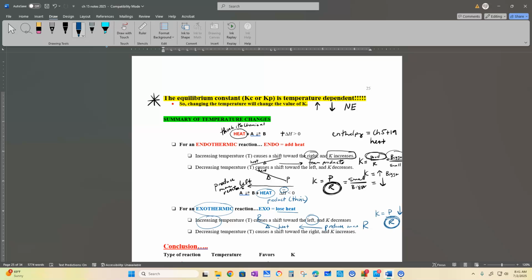Okay? On the flip side, if I remove some heat, I'm taking the heat away, and that means my reactants are very dominant. So what do I have to do? Well, I'm going to have to shift to the right. I'm going to have to produce more products.